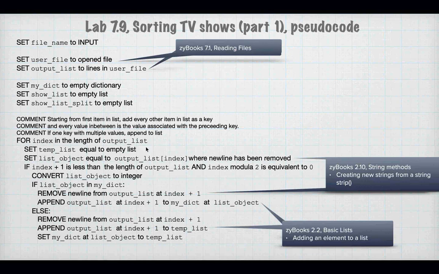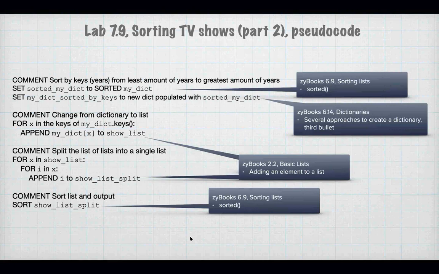So this setup here is basically read lines. And then I have to convert the list object to an integer. We know how to do that. We just use the int function. And I make sure if it's in it, it's going to remove the new line, and it's going to append it. Else is going to remove the new line, and it's going to append it at 1 to the temp list, and then it's going to set my dict at list object to temp list. Then that's part one. Part two, we're going to sort, because that's what we have to do. We have to sort everything. So set sorted my dict, and then sort the dictionary. That's what you're going to want to do.